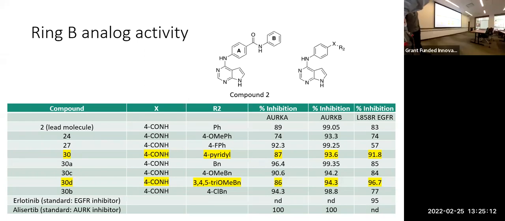No, we'll give it a tap. Do you want to start? Yeah, sure.